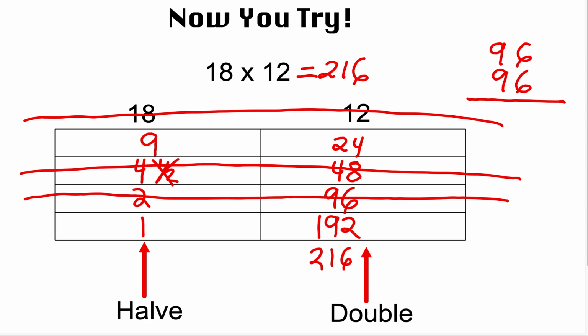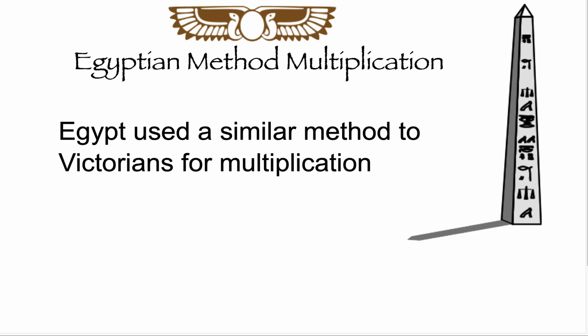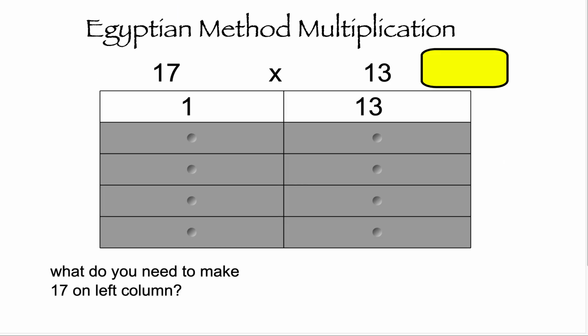But I wanted to show you a different thing. I wanted to show you the Egyptian method. The Egyptians, when they were building the pyramids and stuff, used a similar method, but a little different. And I kind of like this method. It still uses the power of 2, but just kind of in a reverse way.